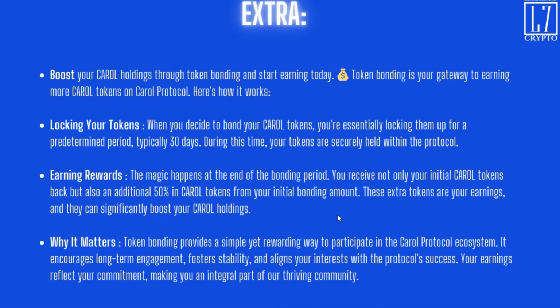Please understand that. Let me say that again. Earning rewards. The magic happens at the end of the bonding period. You receive not only your initial Carol token, so say you put in 1,000 Carol tokens in that initial stake, the initial bond, but you're also going to receive an additional 50% in Carol tokens from your initial bonding. So if you put in the initial 1,000, that means you're going to get 1,500 back at the end of that bond, at the end of those 30 days. And these extra tokens are your earnings, and they can significantly boost your Carol holdings.